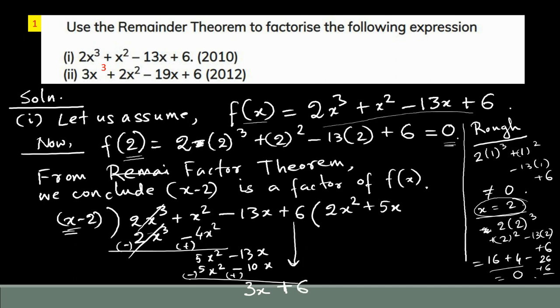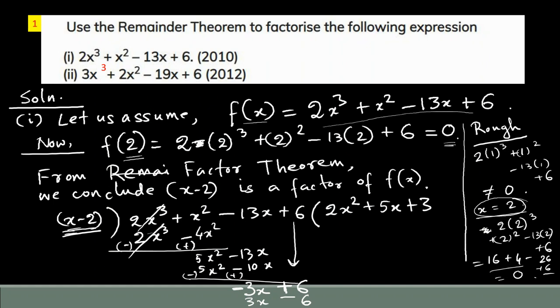We get 6. So now if we multiply with x minus 2 plus 3, we get 3x minus 6. Sorry, so this one should be minus. Yeah. This should be minus here. So we have to multiply minus 3 here. Right, it should be minus, right?